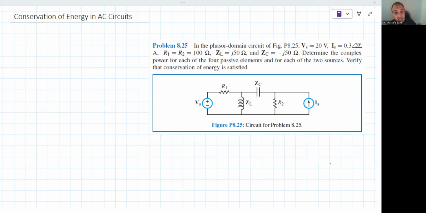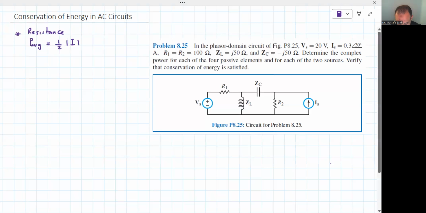So for any resistance, the power is called the average power, and it's equal to half the magnitude of the current that passes through. If we have a resistance like that, and it has a current like that, it's half the magnitude, or the amplitude, squared of the current multiplied by the resistance.